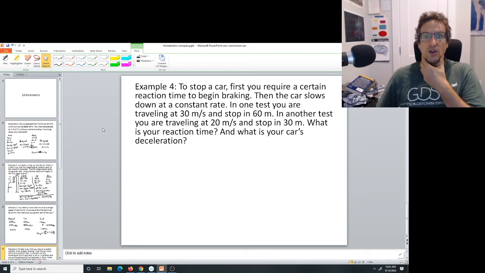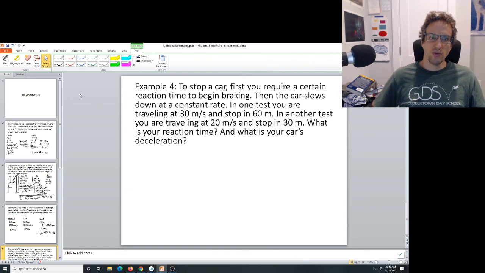Okay. So in the first test, you're traveling at 30 meters per second and you stop in a total of 60 meters. At 20 meters per second, you stop in 30 meters. I want to know what the reaction time is and what the car's maximum deceleration is. This is tricky because it's not obvious how you get there until you get into it. The math works out nicely, but the path there is a little bit complex.